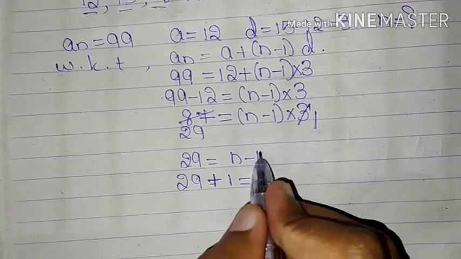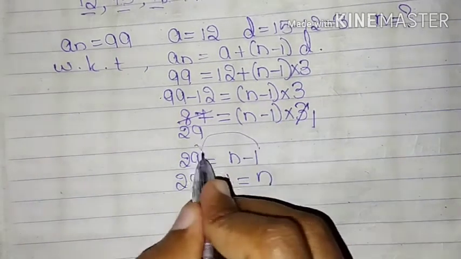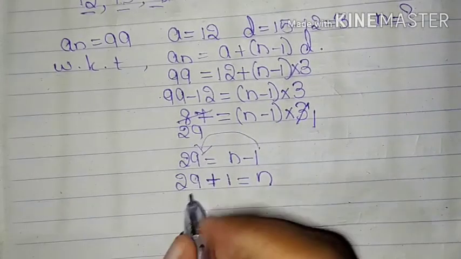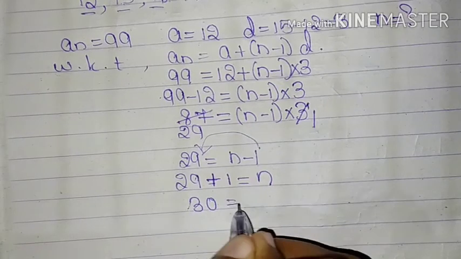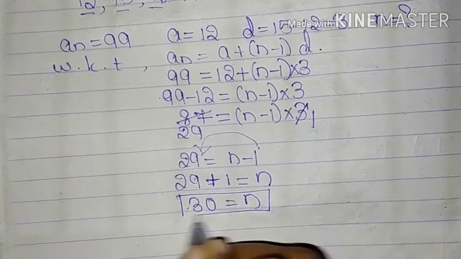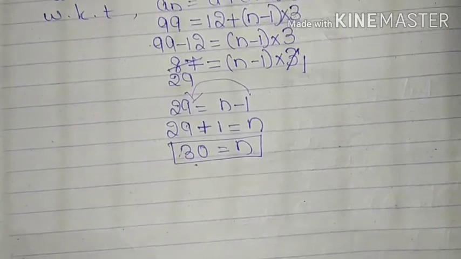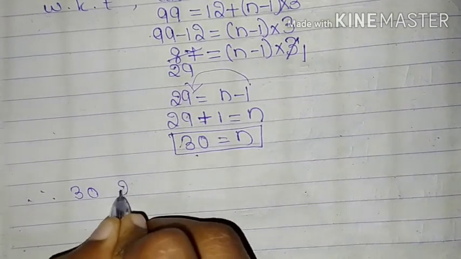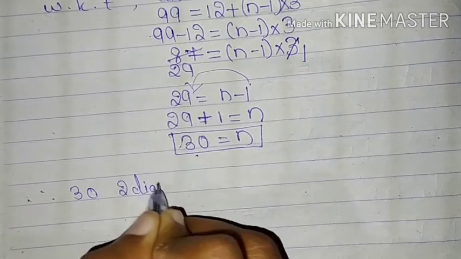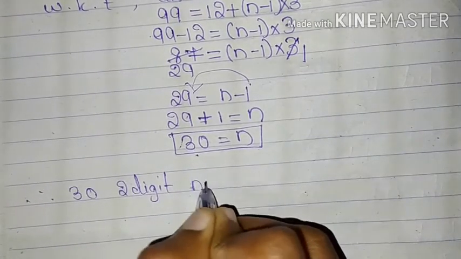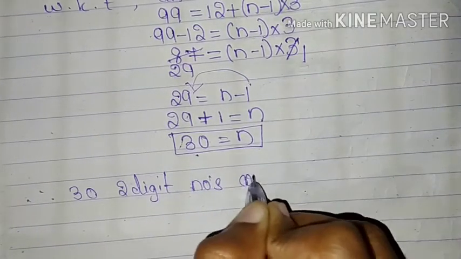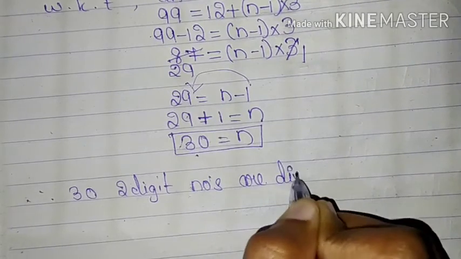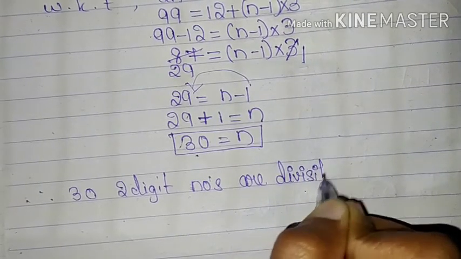Agree? Because n was subtracted here. When I bring it to the other side, it will be plus. So 30 is equal to n. This is our answer. So therefore 30 two-digit numbers are divisible by 3.